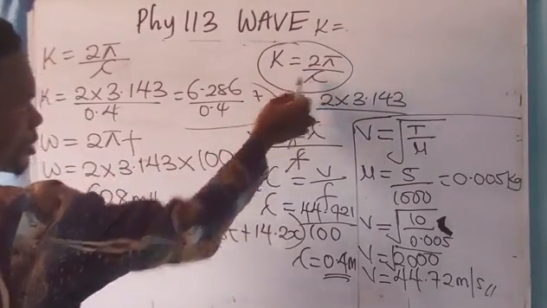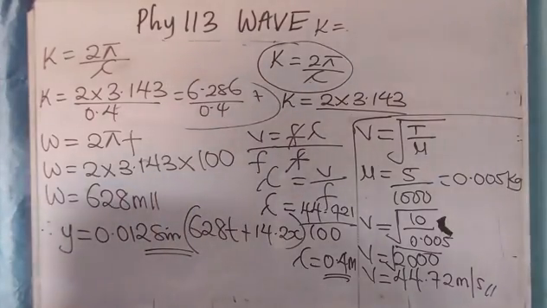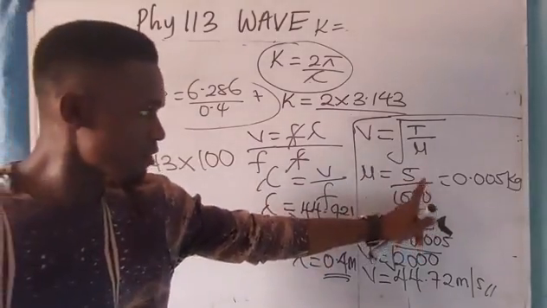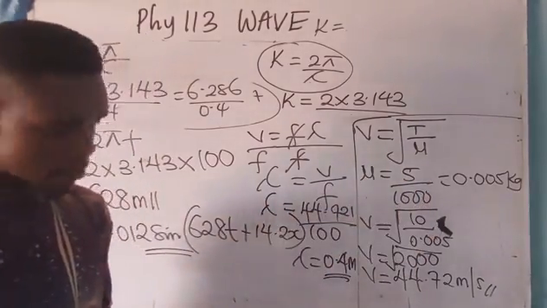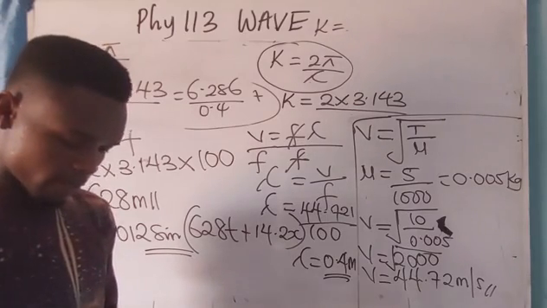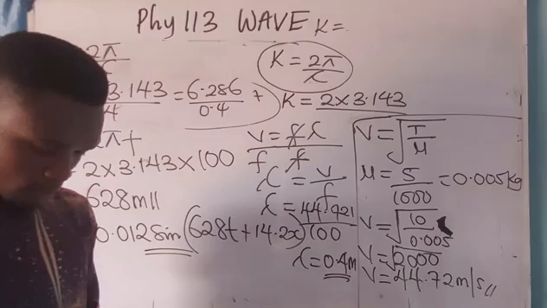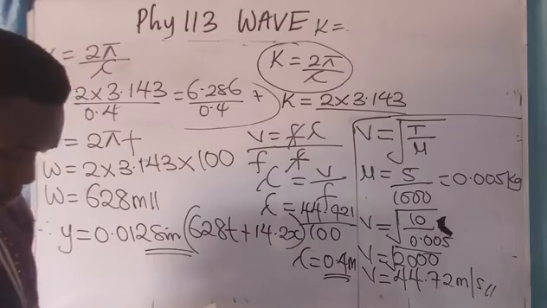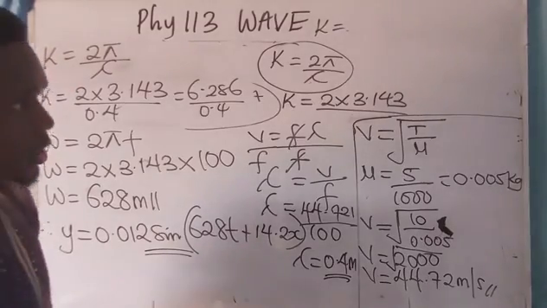But to get this, we have to look for velocity first. And velocity from the question, they gave us this. So 5 divided by 1000, I believe that one is correct. 5 divided by 1000 is 0.0. Okay, that is it.